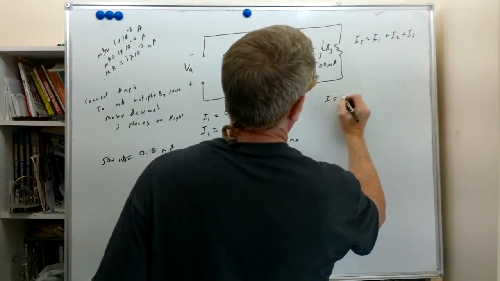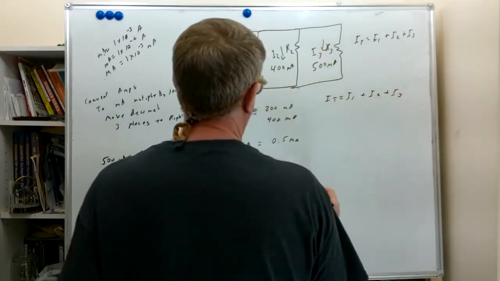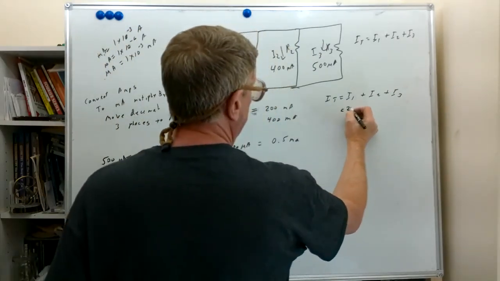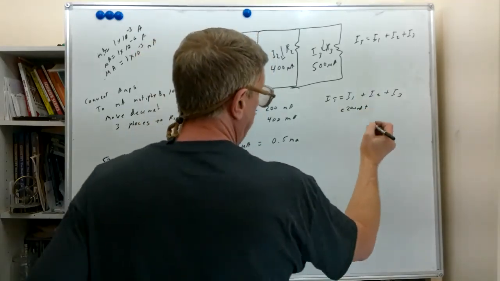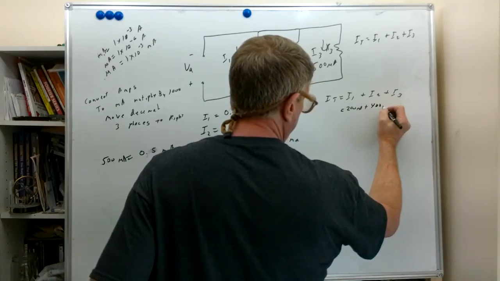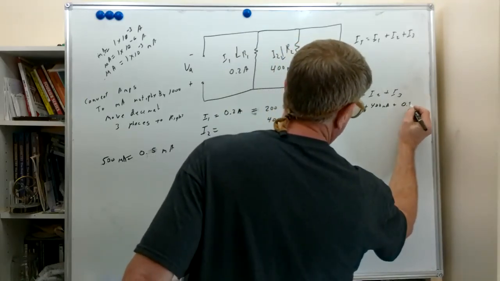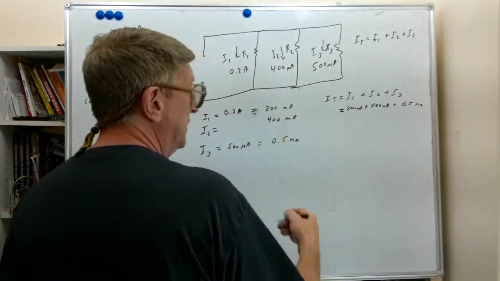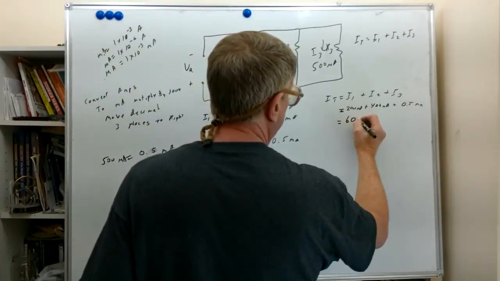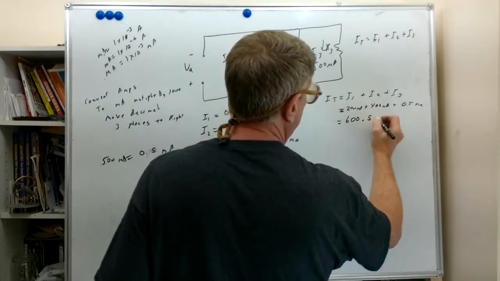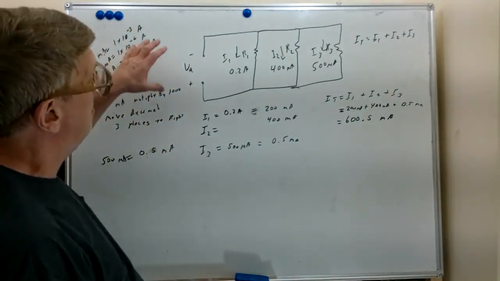Now if we add these all together, 200 plus 400 plus 0.5, we're using our IT, we're going to write that down here. IT equals I1 plus I2 plus I3. So we've calculated these. We're going to substitute for I1 the 200 milliamps, for I2 the 400 milliamps, and for I3 the 0.5 milliamps. Well, 200 plus 400 is 600 plus another 0.5, that equals 600.5 milliamps.